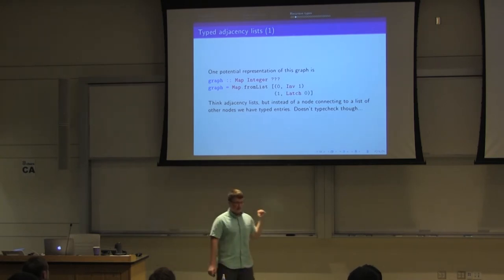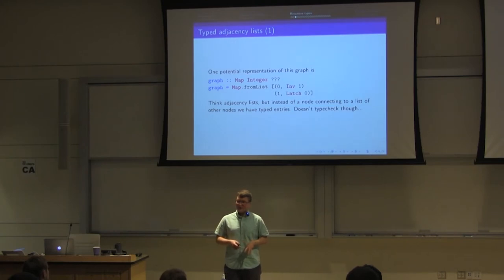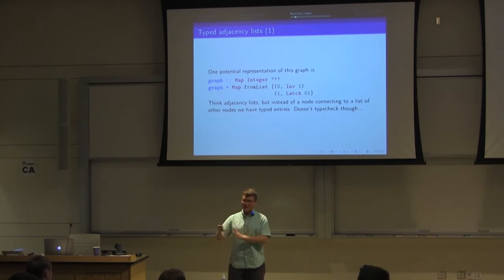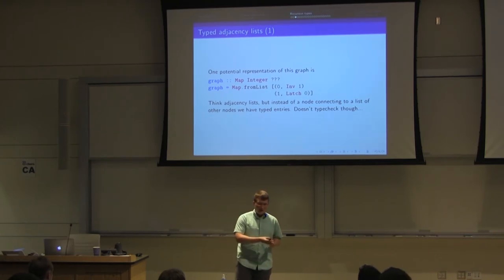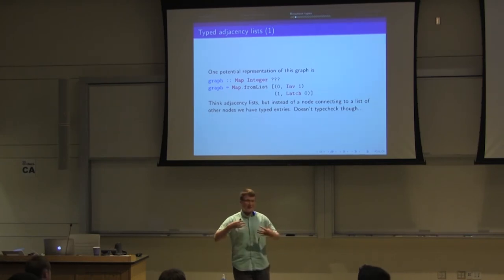Now, notice that normally you're dealing with untyped graphs, meaning that you can just represent them as a map from integer to list of integers, because your connections do not have a sort of meaning.